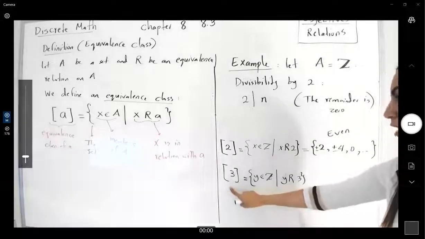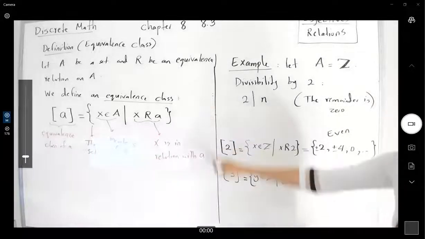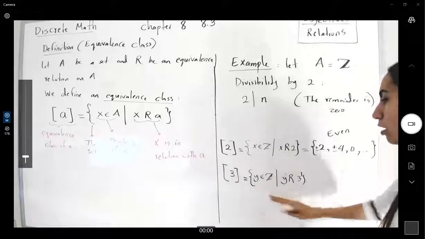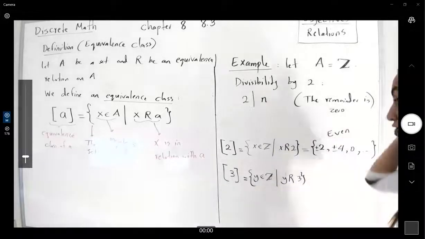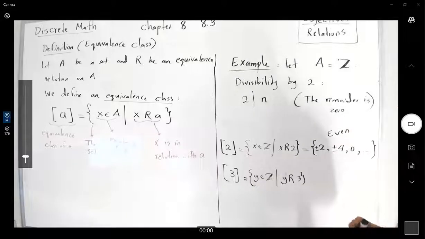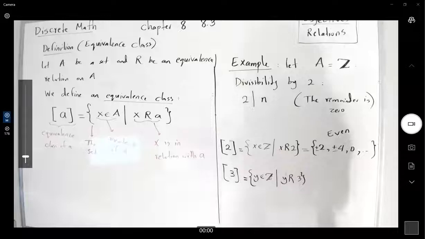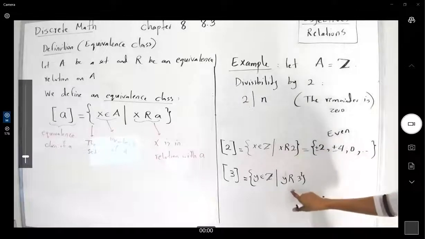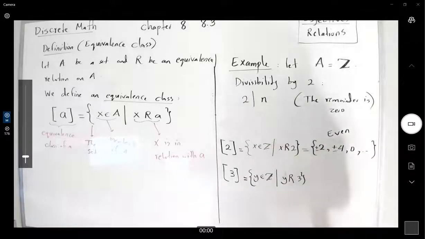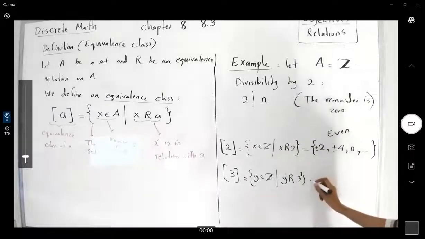What about the equivalence class of 3? It says all integers that are in relation with 3. But the relation that it defined is divisibility by 2. It means that if I divide them by 2, the remainder is equal to 0. Well, what are the elements that are in relation with 3? If I divide them by 2, the remainder is going to be 0. So how do we list the elements here?